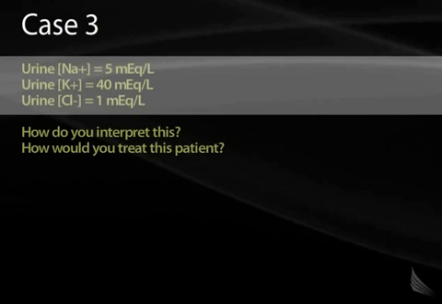As we said, the urine chloride is the key. The urine chloride concentration, in this case, is extremely low, suggesting this is a saline-sensitive metabolic alkalosis. Thus, administration of normal saline in volume expansion with correction of the hypokalemia should correct the metabolic alkalosis.